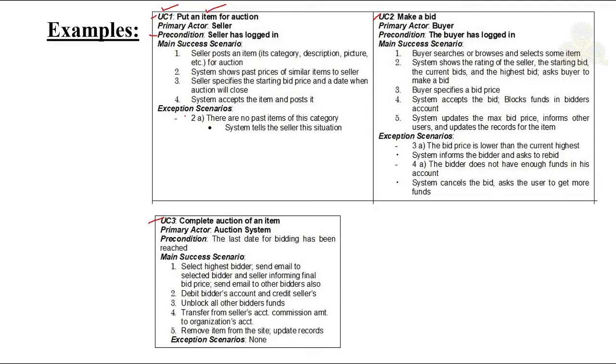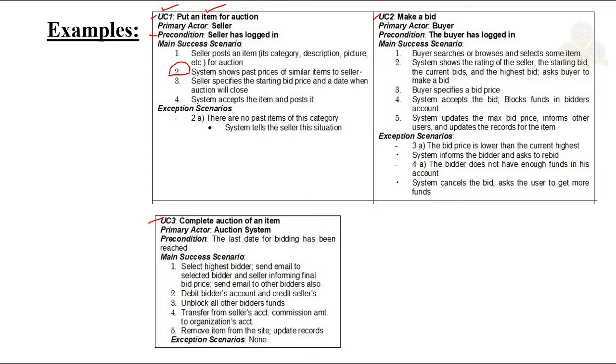Now the exception scenario here is, again, how do you mention the exception scenario? For each point in the main success scenario, you have to write the exceptions where you feel it will fail. Here it has been written for main success scenario 2 that there is an exception scenario. So what does main success scenario 2 say? It says the system shows past prices of similar items to the seller.